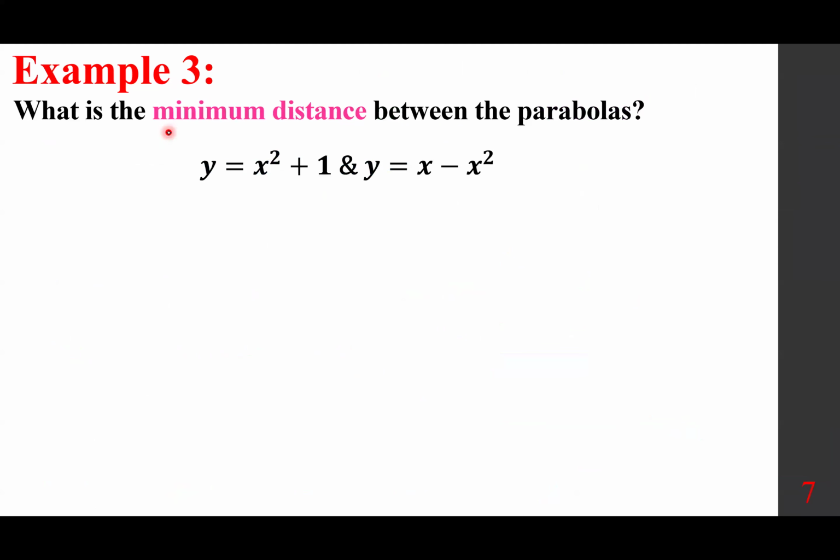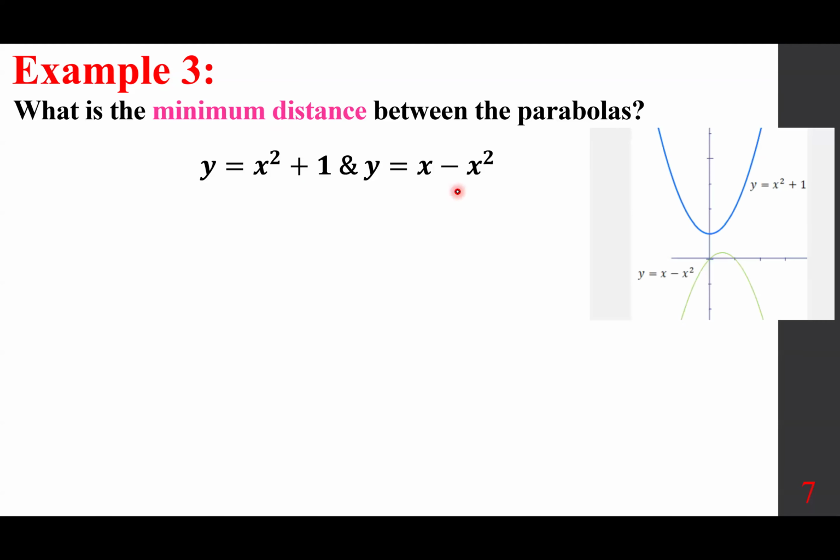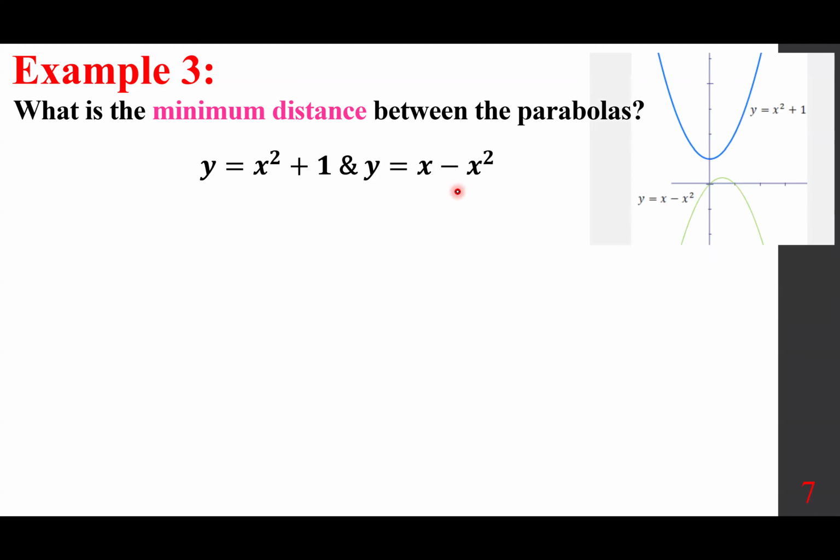What is the minimum distance between the parabolas y equals x squared plus 1 and y equals x minus x squared? This opens up, this opens down. I'm assuming everybody can graph them easily. This is just y equals x squared shifted up by 1. This one you can find the vertex, x equals minus b over 2a, and it opens down. On a couple of points, I have no doubts everybody can graph them easily.